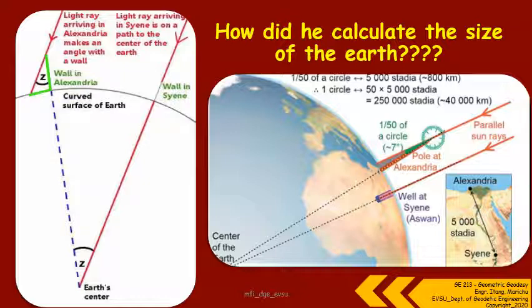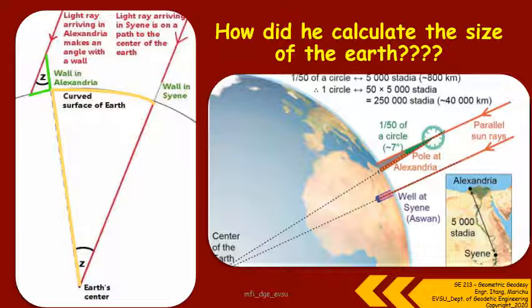With these values, he can determine the value of the angle between them, which is the z. He then measured the distance between two places, the wall in Alexandria up to the wall in Sinai, which is about 800 kilometers. After he measured that, the angle is proportional to the length of the wall of Alexandria. That means the value of z cast in the shadow is similar to the angle of z at the center of the Earth.